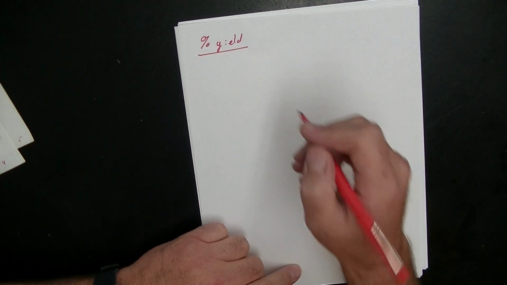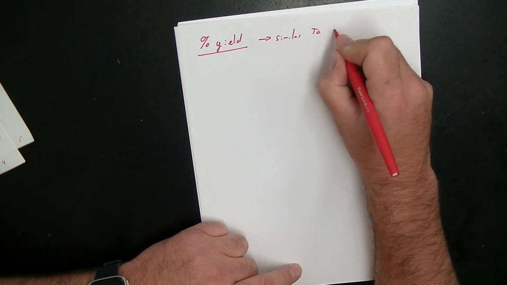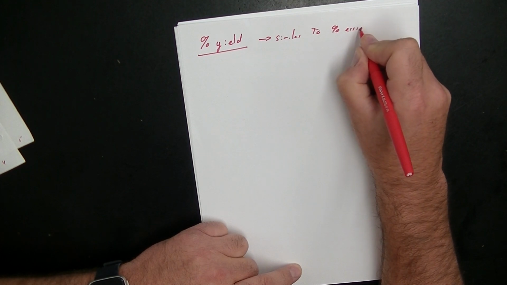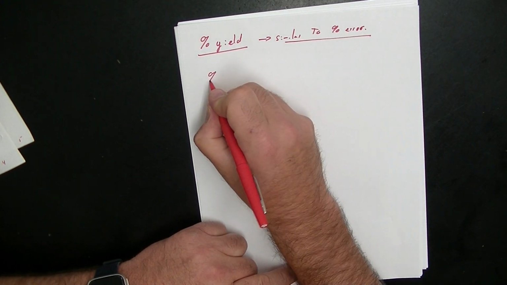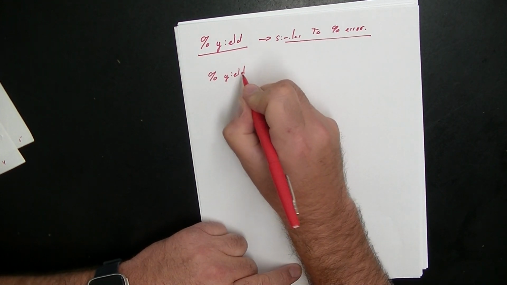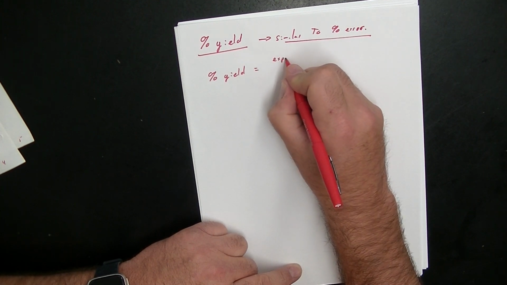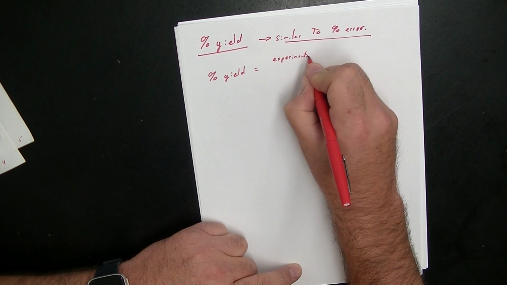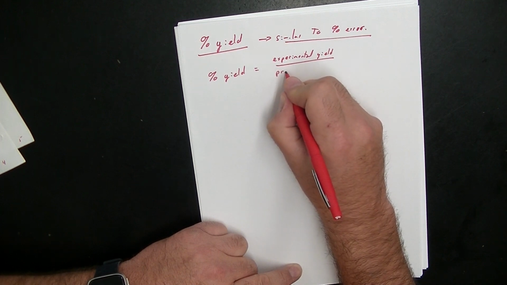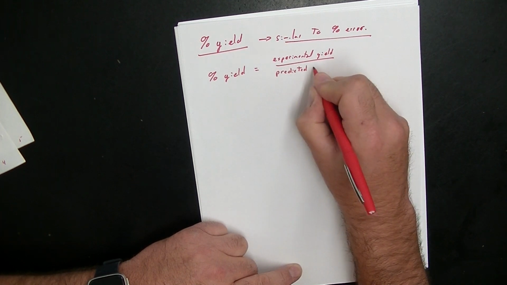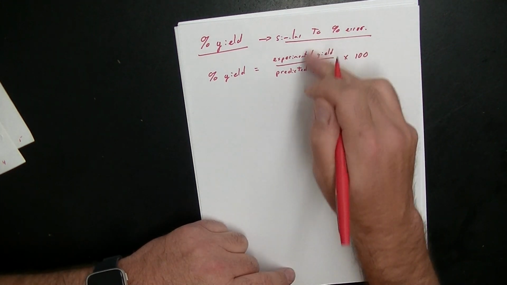So percent yield is very similar to percent error, and it's a formula. My percent yield is equal to the experimental yield divided by the predicted yield times 100. Well, sometimes these have different names.